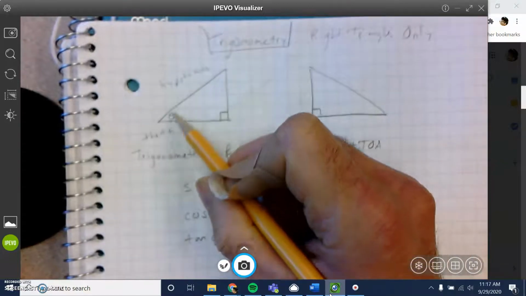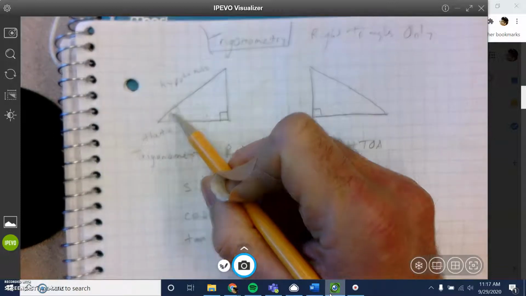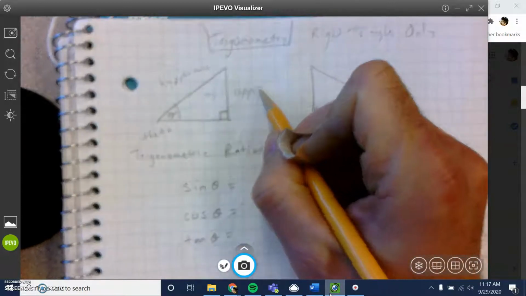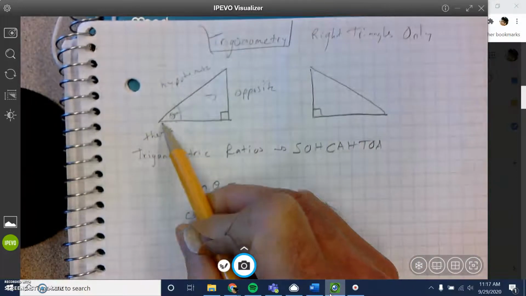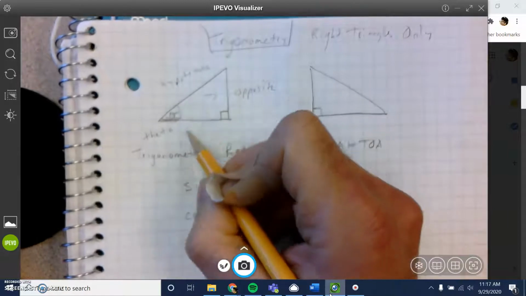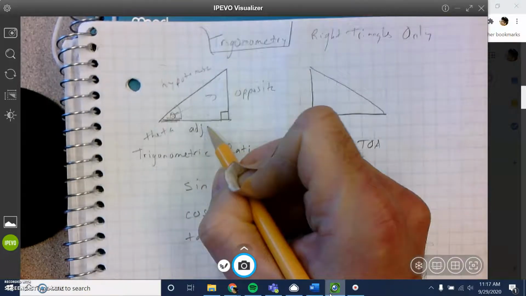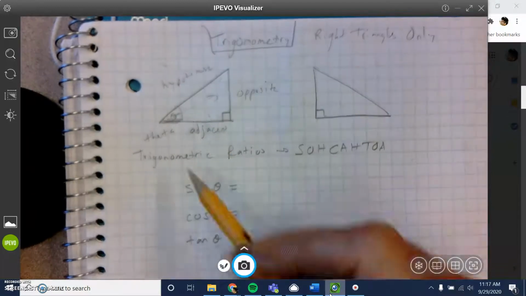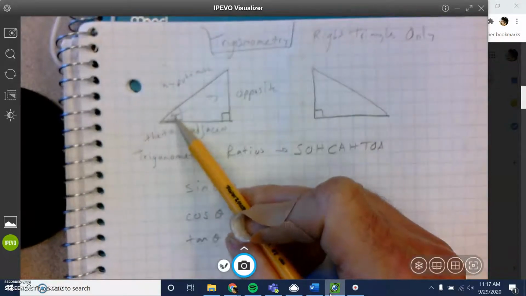So if I'm looking at theta, this angle right here, I draw a straight line across, and this is called the opposite side. And then the side that's touching and it's not the hypotenuse, this is called the adjacent side. So you have three sides of every right triangle depending on what your reference angle is.